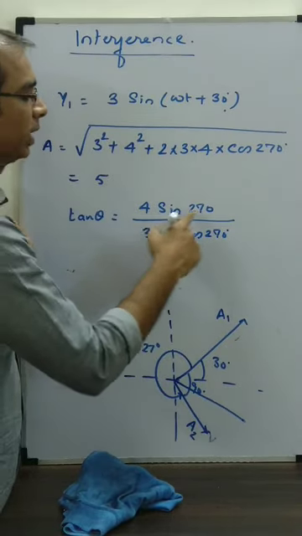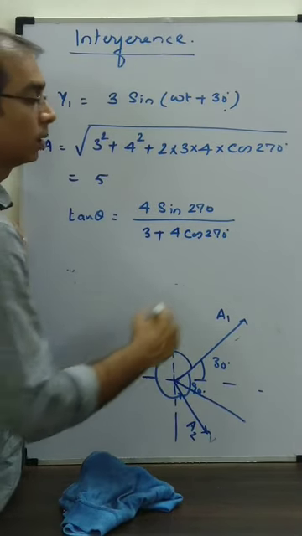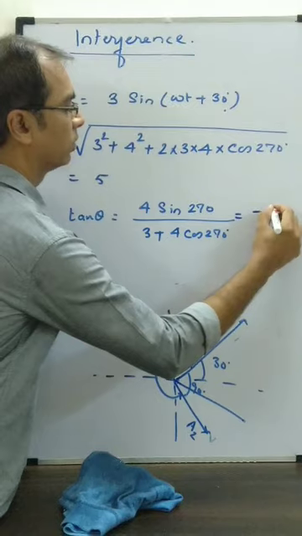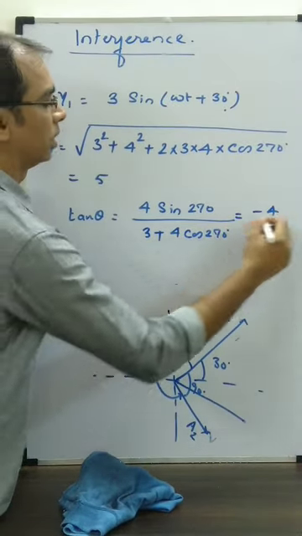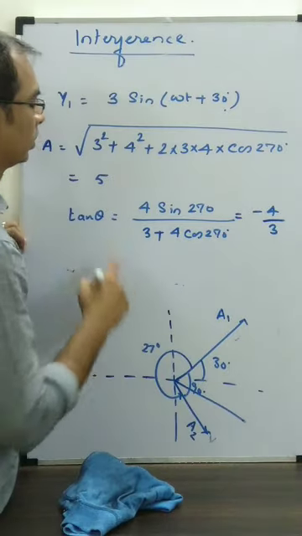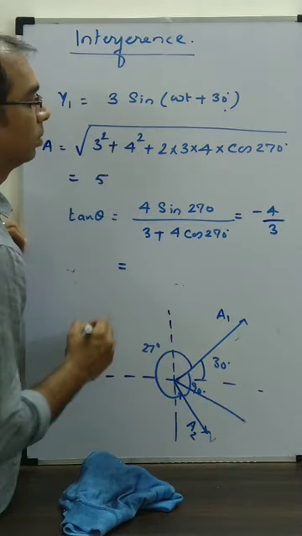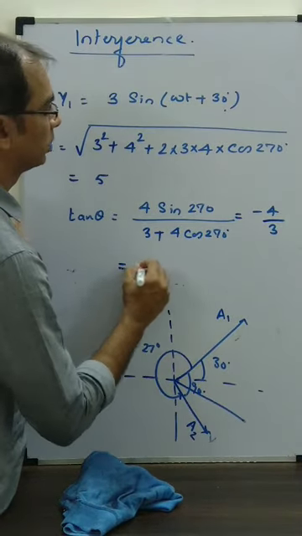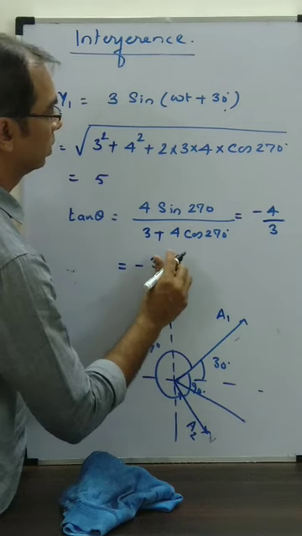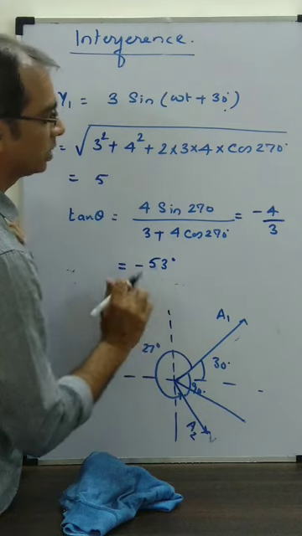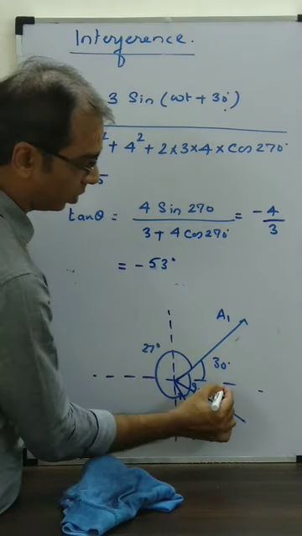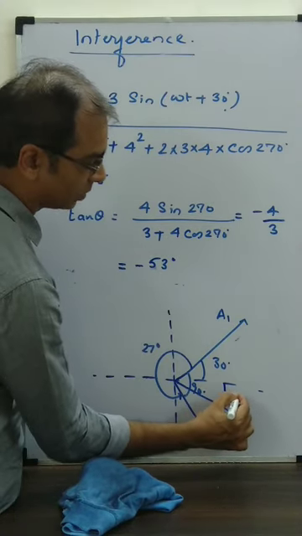Okay, now sin 270 means what? Minus 1. So minus 4. And cos 270 here is 0. So what is remaining? 3. So minus 4 by 3. So tan theta is coming minus 4 by 3. That is minus 53. Now this minus 53 is from where? From x. This is minus 53.